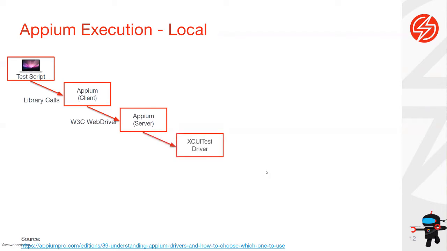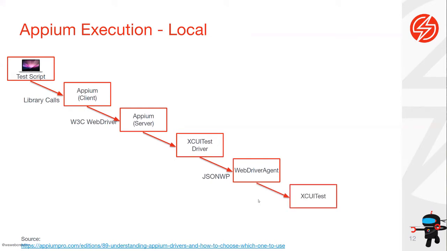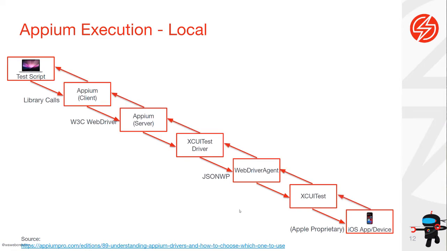After that, this command is translated into the XCUITest driver, assuming we're on iOS. And then the command is translated into a JSON Web Protocol call to the WebDriver agent, which is then translated into an XCUITest command itself, which is Apple proprietary, at which point it is actually contacting the device and saying, we're going to perform this action. And then the result of that single command gets returned back through all these steps and gets translated all the way back through.